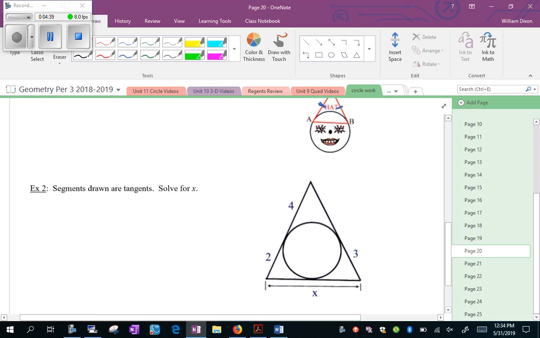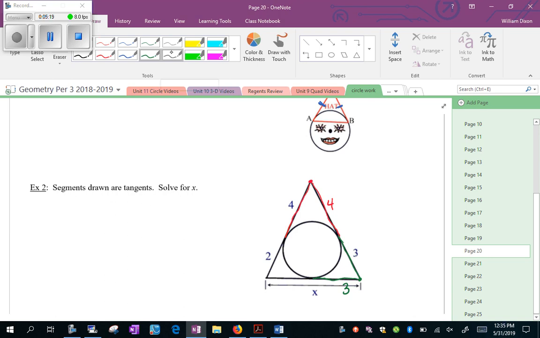Anyway, example two says segments drawn on tangents, solve for x. What I did in this problem is I went around and filled in the different information that we have. We know we have a common point, and we have these two lines drawn tangent to the circle. So if this side is 4, then the other side must be 4. I have a common point here with two tangent lines drawn to the circle, and if this side is 3, then this other side must be 3.